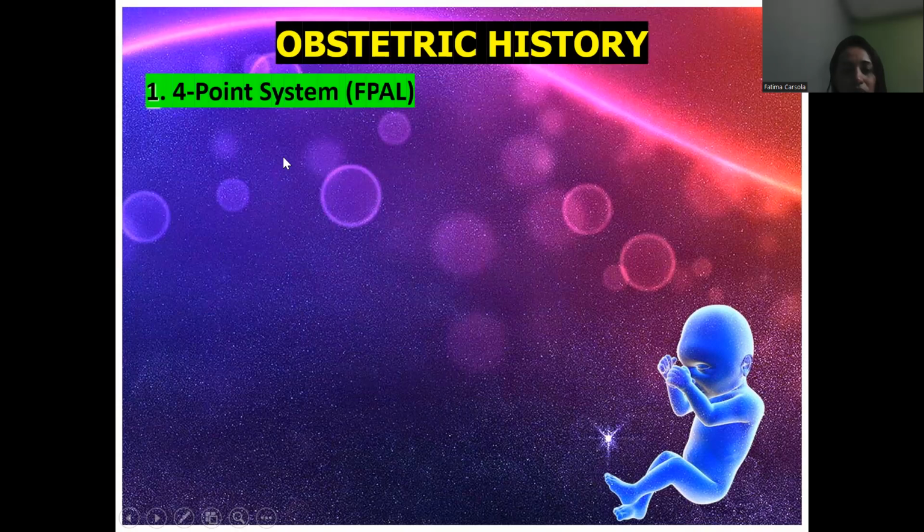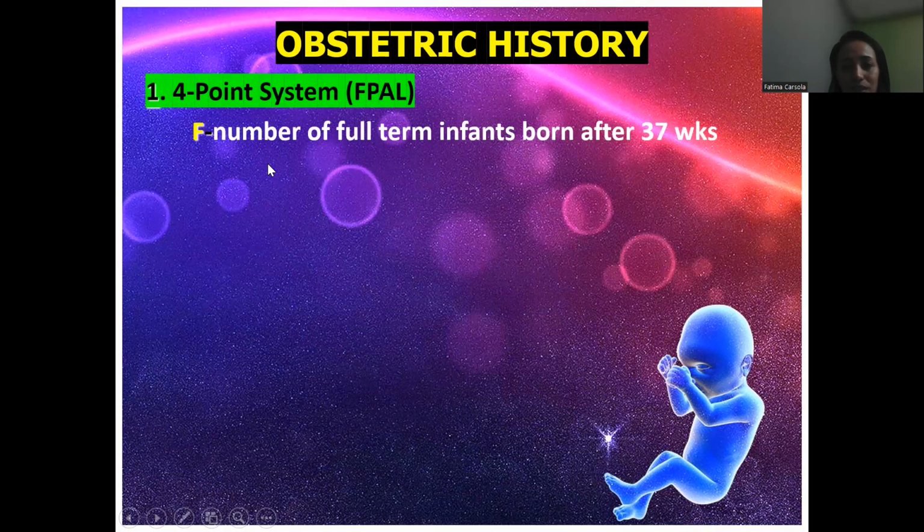First thing we have to have, this one is from the book of Salostiano. Actually, this is 2024. We have now the new FPAL, the 4-point system. F will stand for the number of full-term infants born after 37 weeks. Here, we have what is called pregnancy uterine full term. So what is pregnancy uterine full term?